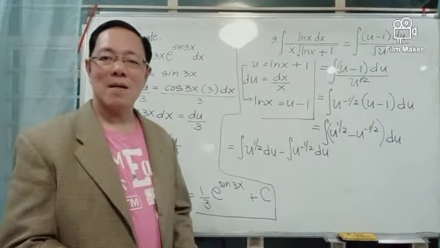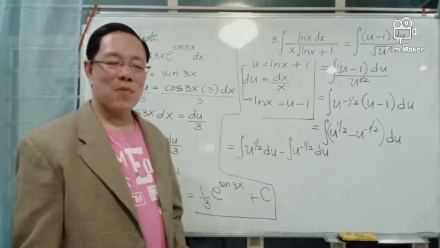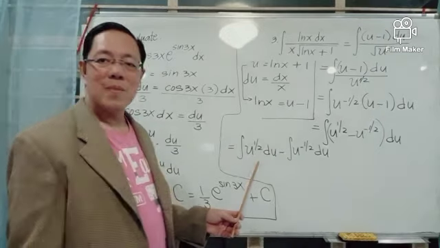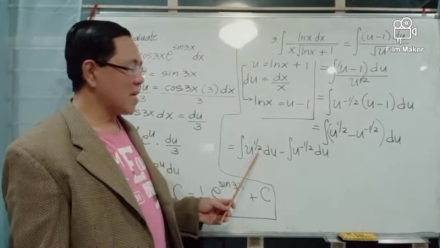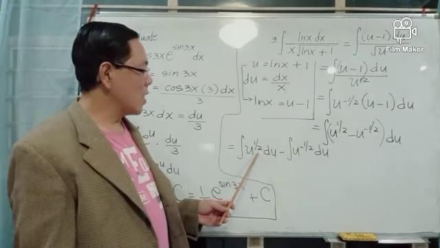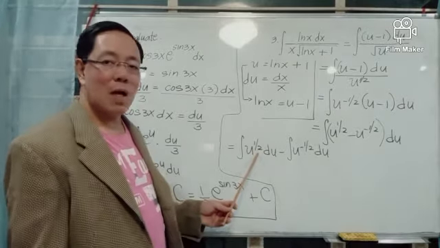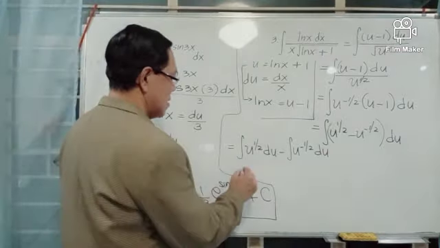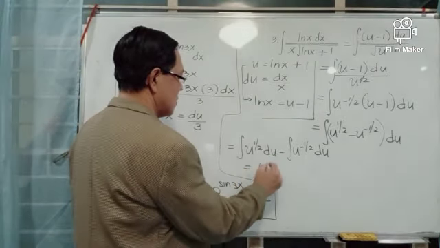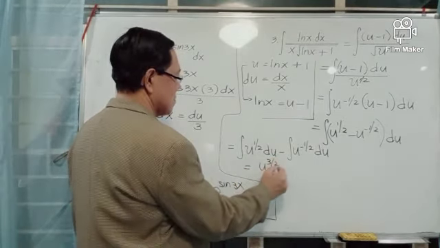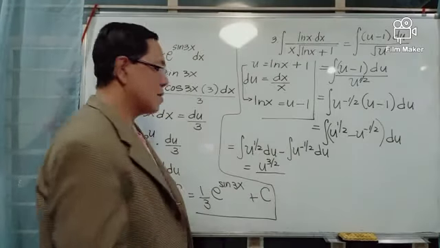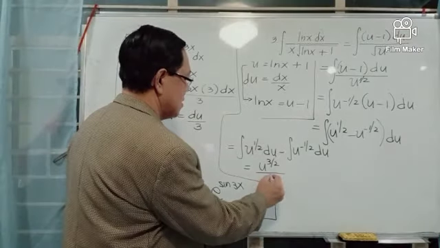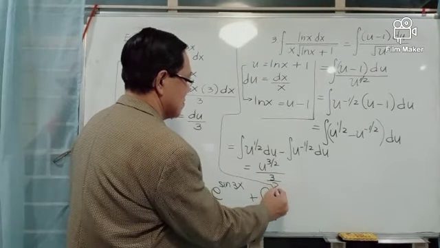Now we apply the power rule for integration to integrate each term. In the power rule for integration, the exponent n is 1 half. And we add 1 to 1 half. 1 half plus 1 is 3 halves. This is equal to u to the power 3 halves, divide by n plus 1, which is 3 halves. Divide by 3 halves.